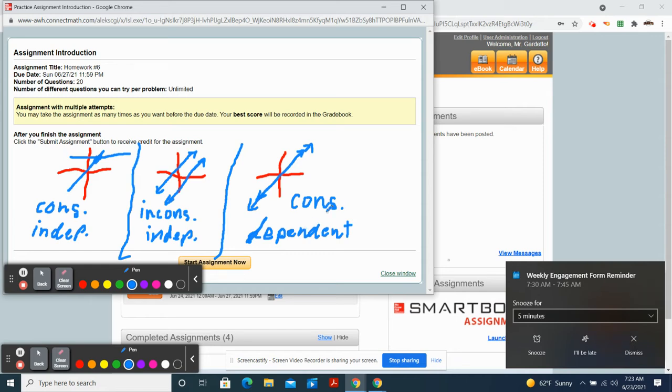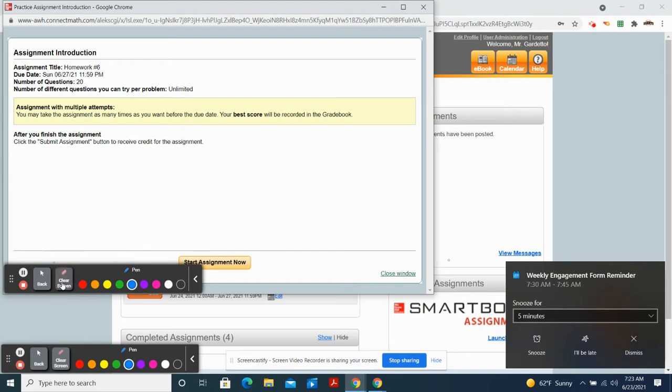So you might want to pause the video and write that down in your notes, because the first few problems will ask you whether systems are consistent or inconsistent, and then also ask you whether they're independent or dependent. Okay, so I'm going to go ahead and clear the screen here, and I'm going to start the assignment.